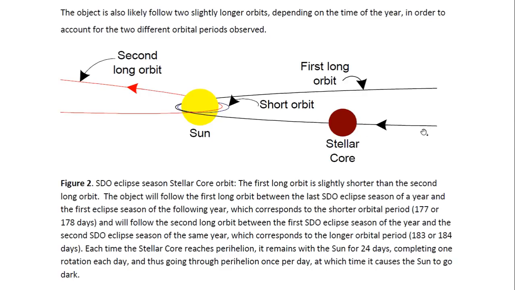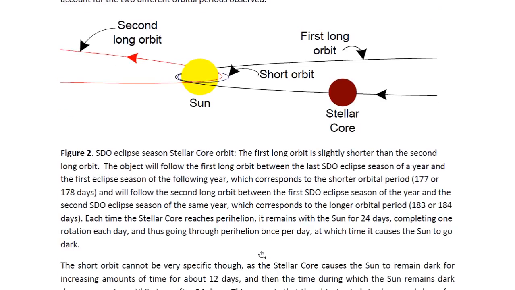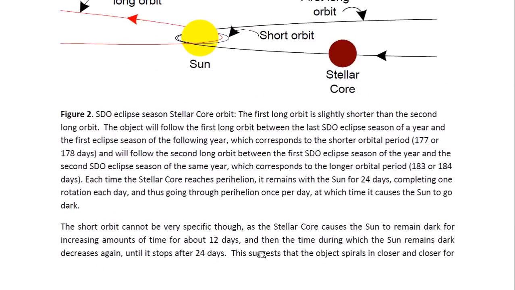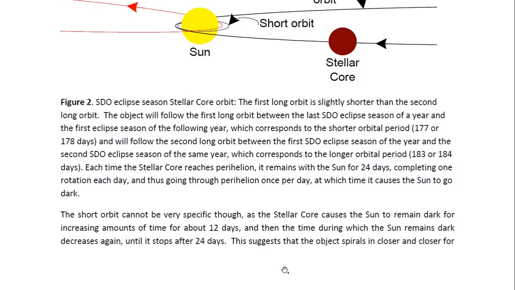Here the stellar core comes in towards the Sun on this first long orbit. When it reaches the perihelion position for that orbit, it changes over into the short orbit and completes 24 revolutions, about one per day, before it then exits along the second long orbit and then comes back to the Sun, and repeats the process. The short orbit cannot be very specific, though, as the stellar core causes the Sun to remain dark for increasing amounts of time for about 12 days, and then the time during which the Sun remains dark decreases again until it stops after 24 days.